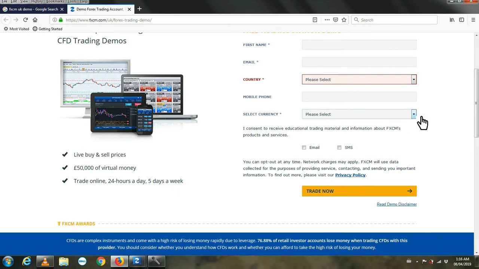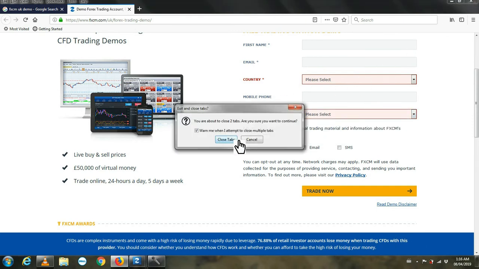But just make sure when you do everything, do it in the U.S. dollar currency. Cool.